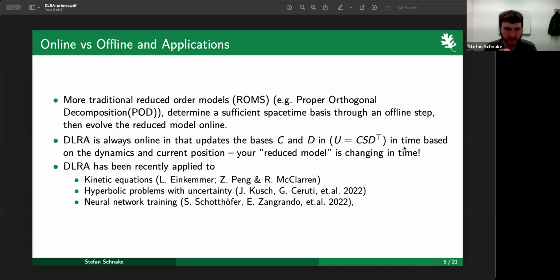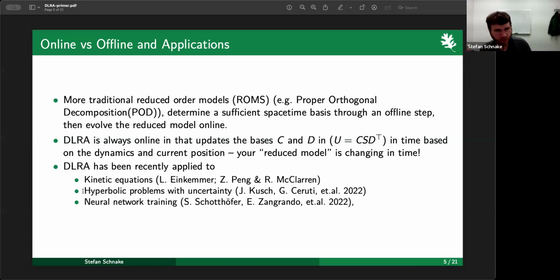I'll get into a little bit of that in a second. There's a lot of references on dynamic low rank being applied to kinetic problems, but if you want to look into any, I recommend looking into Lukas Einkemmer from Innsbruck. He's done a lot of work in dynamic low rank for kinetic type problems. And you can also look up Ryan McClarren from Notre Dame, and he recently just had a student graduate, Peng, that did a lot of sweeping discrete ordinates with dynamical low rank.